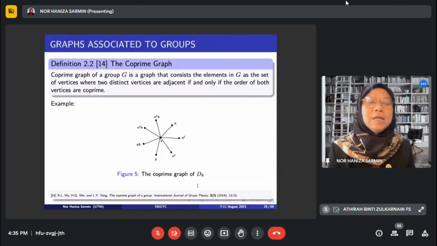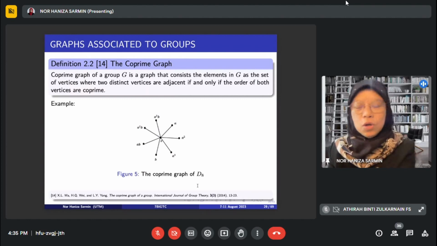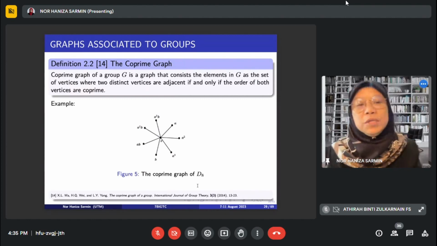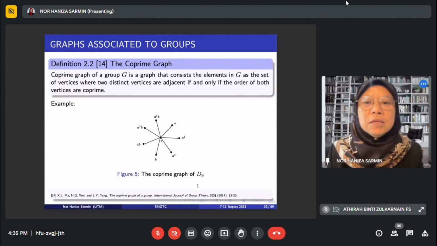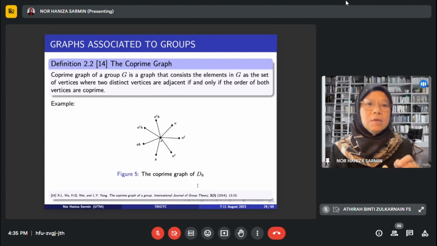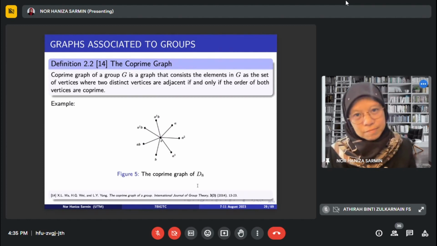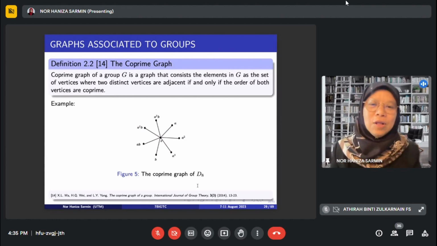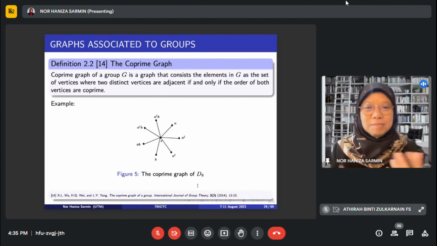Now, our next graph that we are interested to find the topological indices of is called the co-prime graph. A co-prime graph, introduced by Ma et al. in 2014, is a graph in which the vertices are all elements of G and two distinct vertices are adjacent if the orders of the vertices are co-prime. As an example, in D8, we know that D8 has order 8, and so all element orders divide 8.